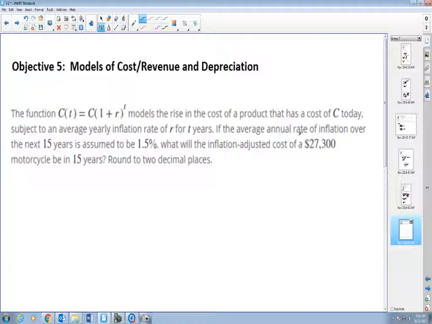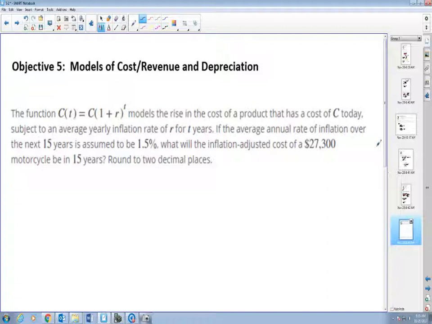If the average annual rate of inflation over the next 15 years is assumed to be 1.5%, what would the inflation adjusted cost of a $27,300 motorcycle be in 15 years? So this is basically talking about the cost of living increasing over time because of inflation. So we can actually predict how much things cost in the future.